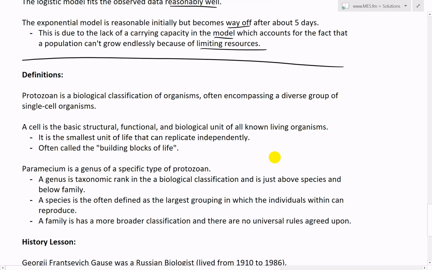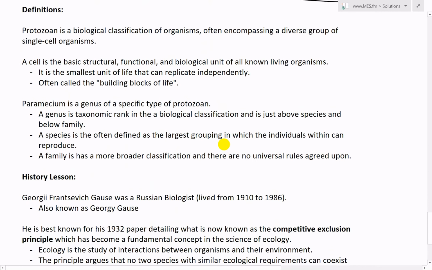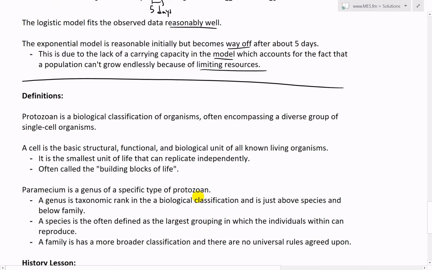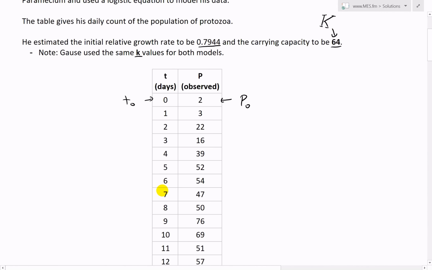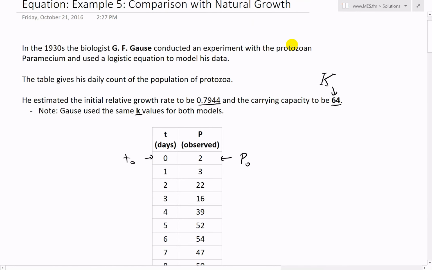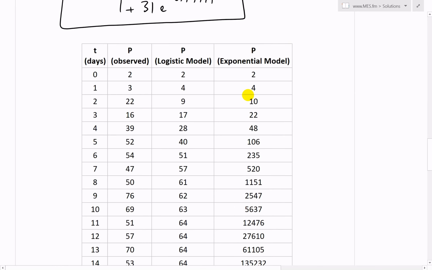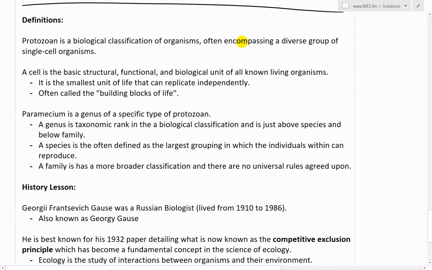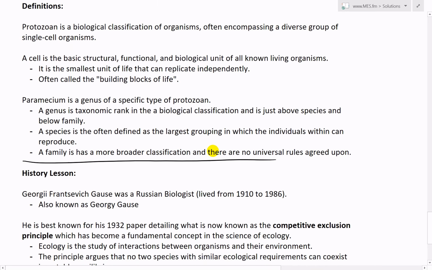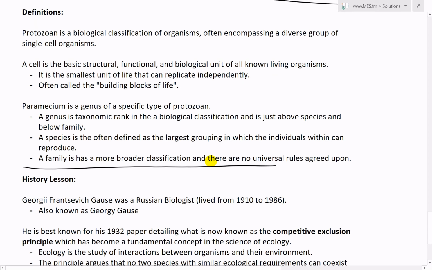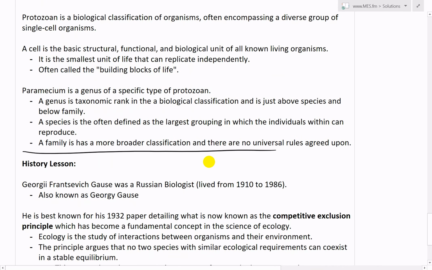So now here are the definitions I want to go over, as well as a history lesson on Gauss. The protozoan used, the organism here, was Paramecium, something like that. I think that's how you pronounce it. But anyways, just to get some definitions, it's also pretty interesting stuff. A protozoan is a biological classification of organisms, often encompassing a diverse group of single-cell organisms. So just really small organisms with a single cell.